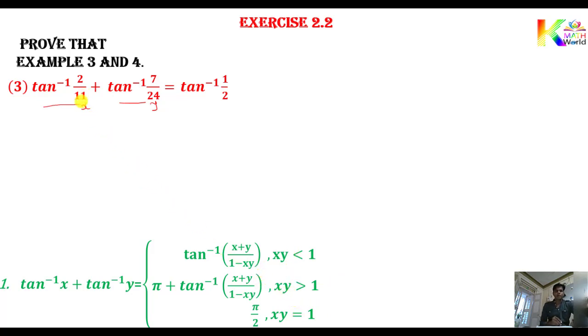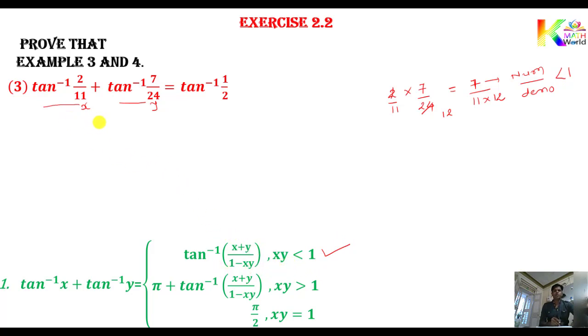So firstly, the product of x and y, that is 2 by 11 into 7 by 24. 2 sevens are 14, and you can cancel it out with 12. So you got 7 over 11 into 12. Obviously, you can see the numerator is less than the denominator, and the denominator is too large. It means this product is less than 1. It means x into y is less than 1.